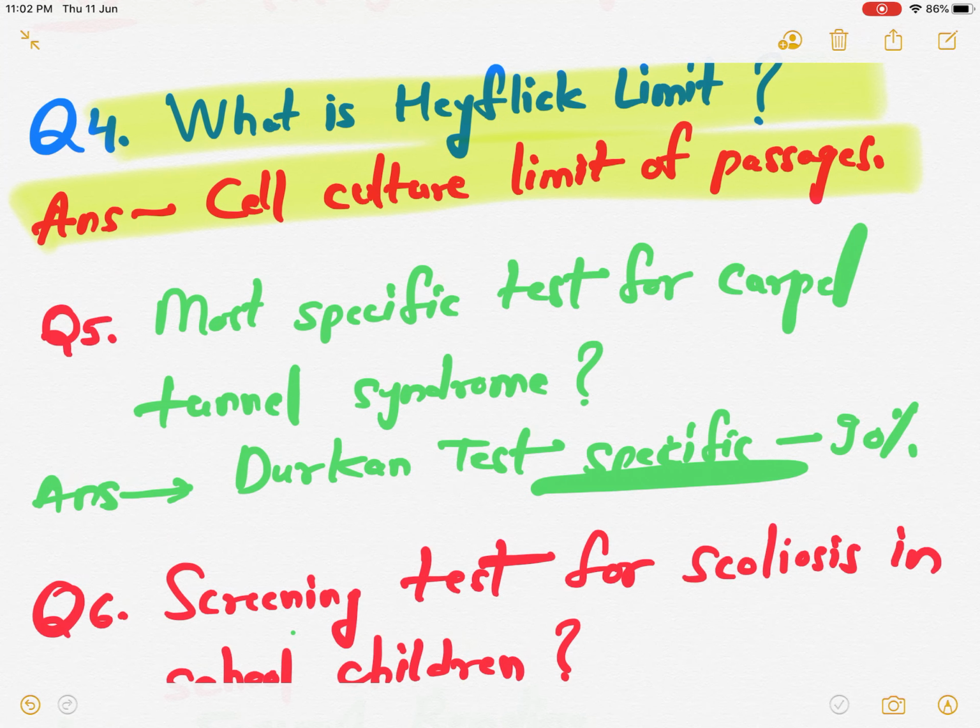Next question is, most specific test for carpal tunnel syndrome. The answer is Durkan test. Its specificity is 90%.